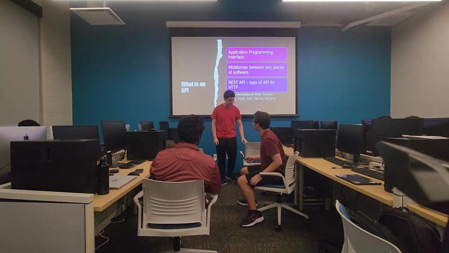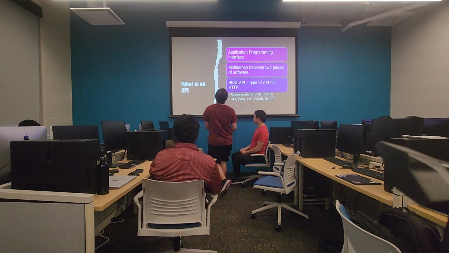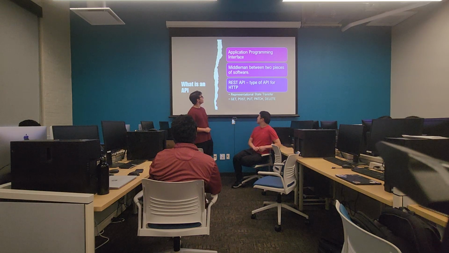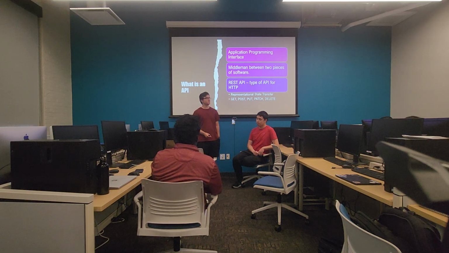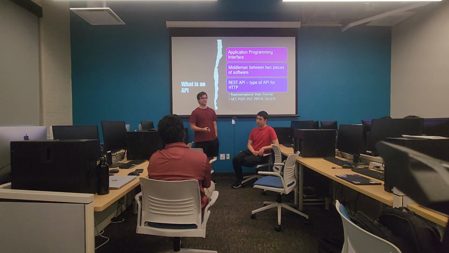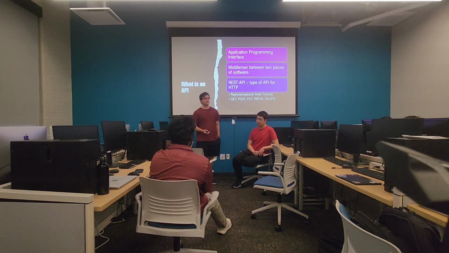Right, so next we're going to talk about what an API is. An API stands for Application Programming Interface, and essentially it's a middleman between two pieces of software. A common type of API that you'll find is a REST API, which is common on the web, and it stands for Representational State Transfer, and it has 5 really common methods. GET, which is basically retrieving a resource. POST, which is creating a resource. PUT, which is updating a resource by replacing it. PATCH, which is updating parts of a resource, and then DELETE, which is deleting a resource.